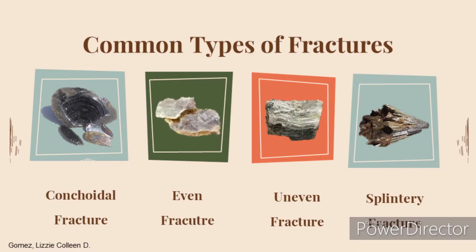There are several terms to describe the various mineral fractures. Conchoidal. The broken surfaces show concentric rings or a curved surface. Even fracture. When the broken surface is smooth and flat. Uneven fracture, when the mineral breaks with an irregular surface. It is a common fracture of many minerals. And the last one is splintery. It is when the mineral breaks with a rough texture.